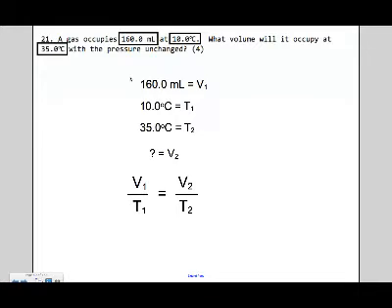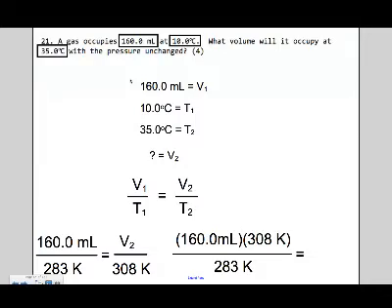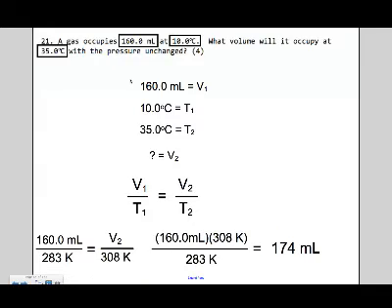Don't forget, when you're doing all of these problems, anytime you have temperature and it's given in Celsius, you must convert to Kelvin by adding 273. So plug in the numbers. 160 was given, the temperature we were given was 10, so we add 273 and make it 283 Kelvin. And then the volume 2 is what we're trying to find. And our second temperature is 35 Celsius, which, 35 plus 273, gives us 308. Cross multiply and you end up with 160 times 308 divided by 283 is equal to 174 milliliters. So that is the answer that we're looking for here. 174 milliliters is the final volume.